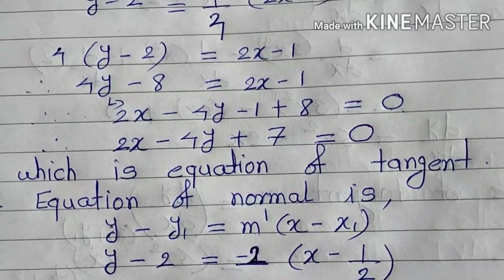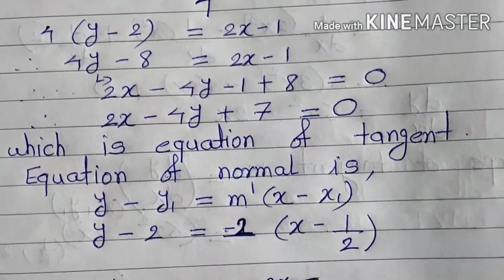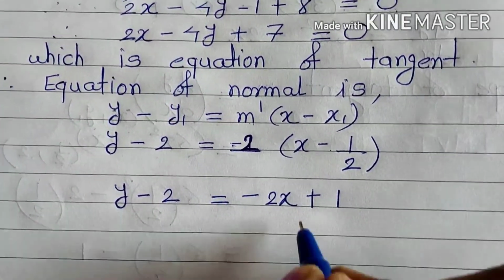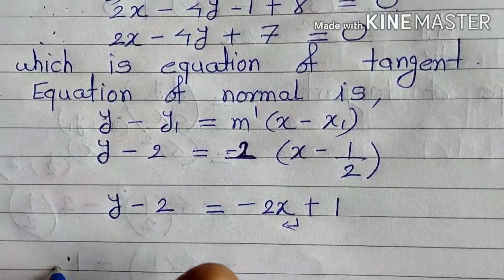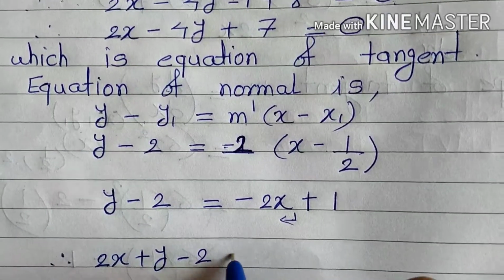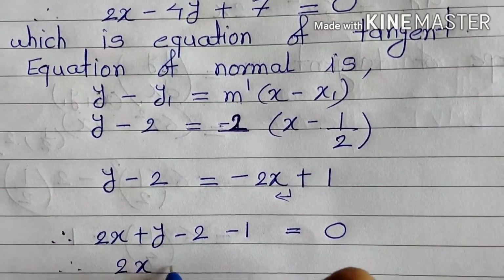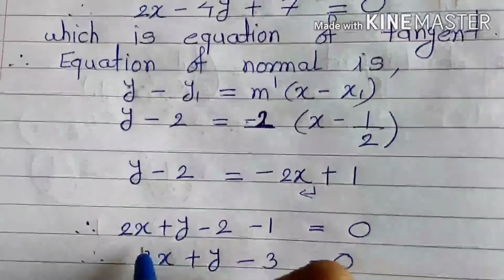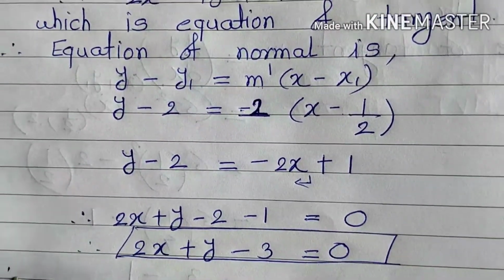So y minus 2, multiply this minus 2x, this minus minus will become plus and this 2 gets cancelled, so only remaining plus 1. Now take this all on left hand side. So we get 2x plus y minus 2 minus 1, which is equal to 0. Therefore 2x plus y minus 3 is equal to 0, and this is our equation of normal.